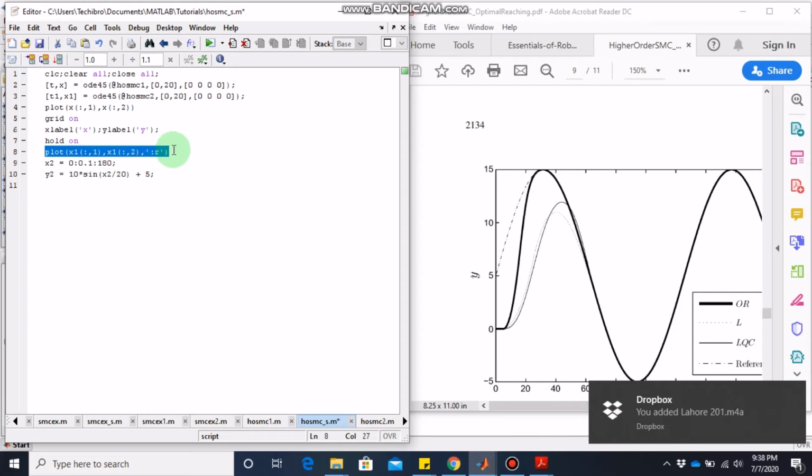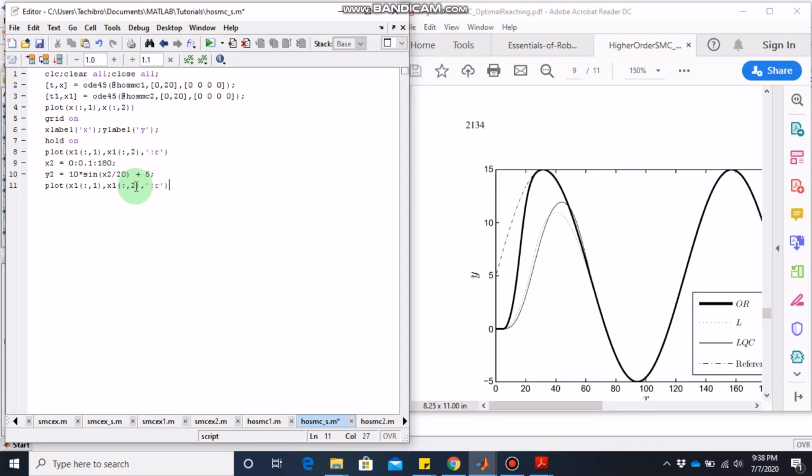control C, control V. Notice that this hold on command will hold the figure, and all of these plots will be sketched on the same figure. So here I can use dot dash and green color, and I don't need this vector notation. This is y2 and x2. These are vectors but not matrices, so I can plot these vectors.